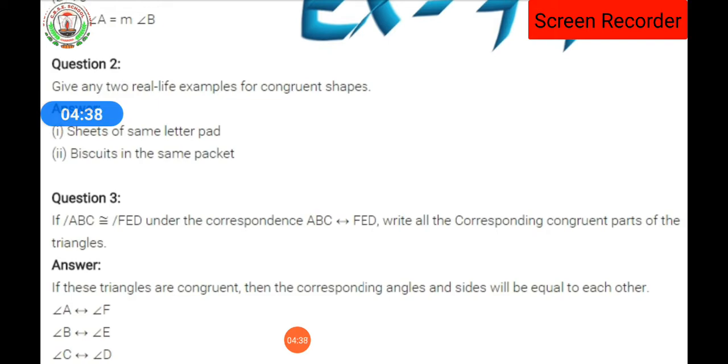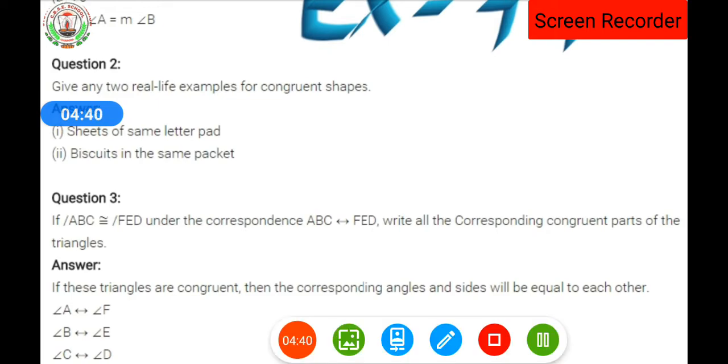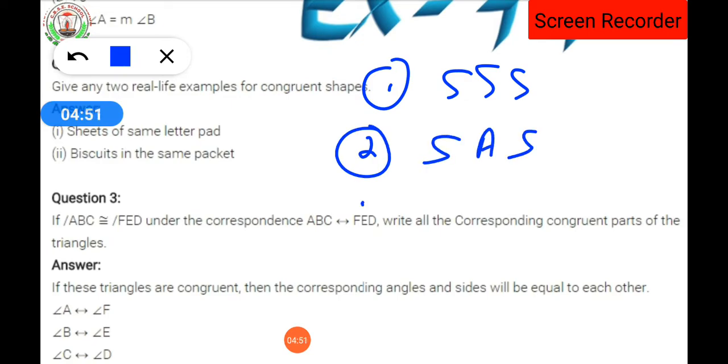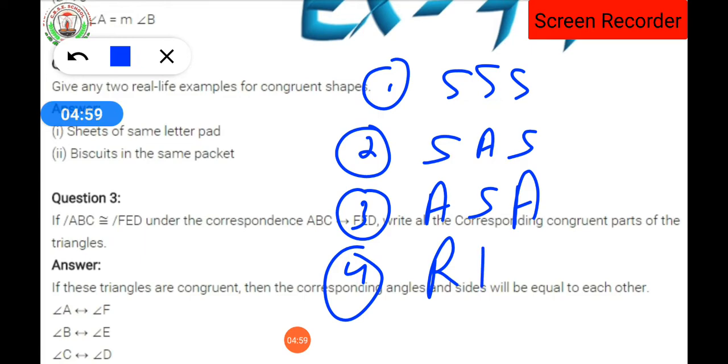Under congruence, what are the four criteria we are having? First one is the SSS congruence criteria. Second one is side angle side congruence criteria. Third one is angle side angle congruence criteria, and the fourth one is right angle hypotenuse side congruence criteria. So in short it is said as SSS congruence criteria, SAS congruence criteria, ASA congruence criteria, RHS congruence criteria.